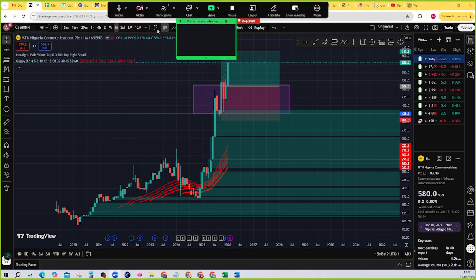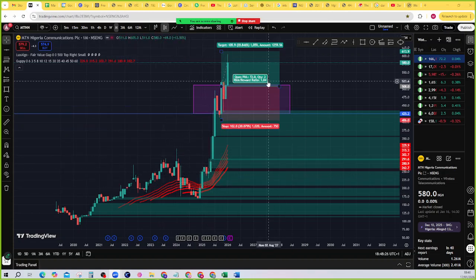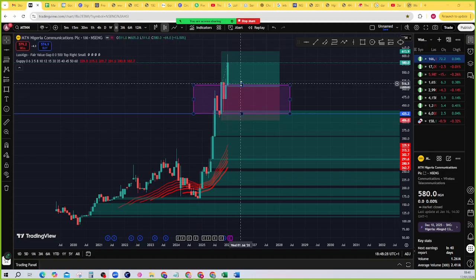So let me say this, if you were lucky to still be holding your MTN since the time I gave this trade out around 2024 October, November, let's say you bought MTN around here, around 190, 200 naira. I don't think you should be considering selling now again because this stock has turned to a long-term trade that you should just sit down, pitch your tent there, and be collecting dividend. That's my own take anyway.